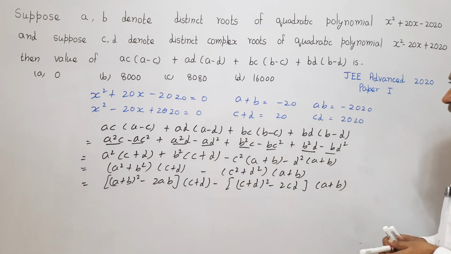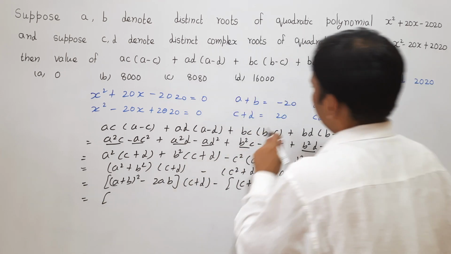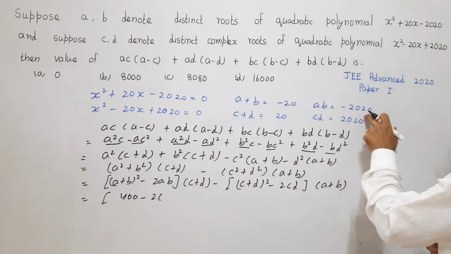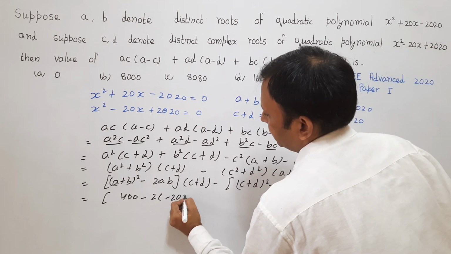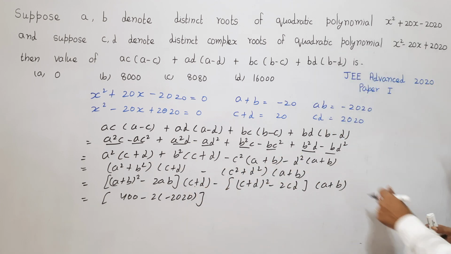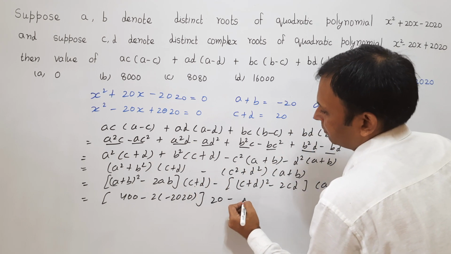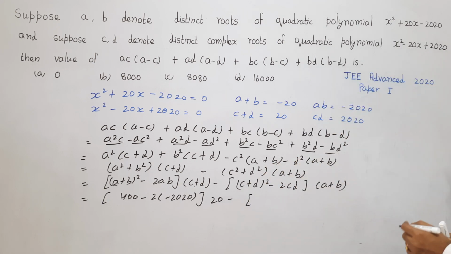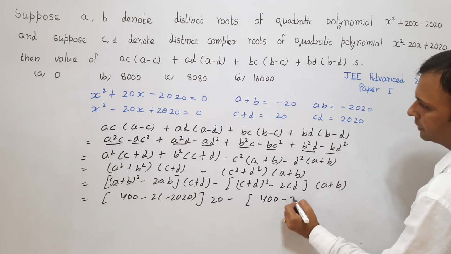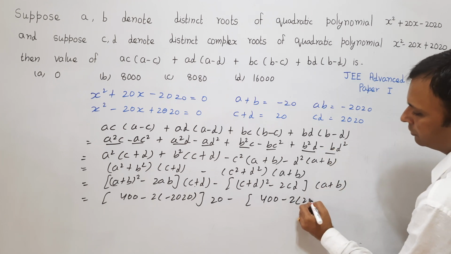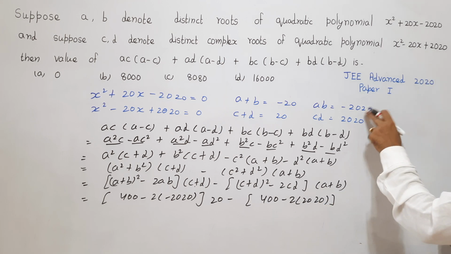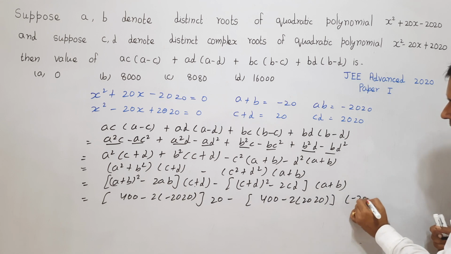Now we just need to plug in the values that I have written over here. My A plus B is minus 20. So this will be the square of minus 20, which is 400, minus 2 times A into B, which is minus 2020. Then this is C plus D, C plus D is 20. Minus this C plus D whole square, which is the square of 20, that is 400, minus 2 times C into D, which is 2020, and multiplied by A plus B. A plus B is minus 20 here.